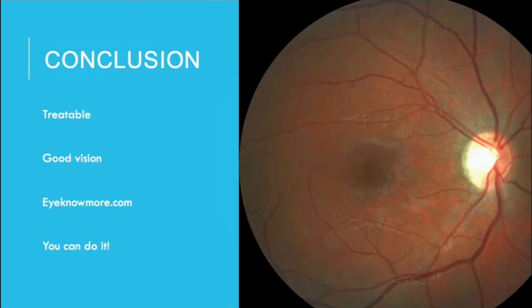So in conclusion, diabetic eye disease is very treatable. Not only can most patients maintain good vision, but they can maintain excellent vision.